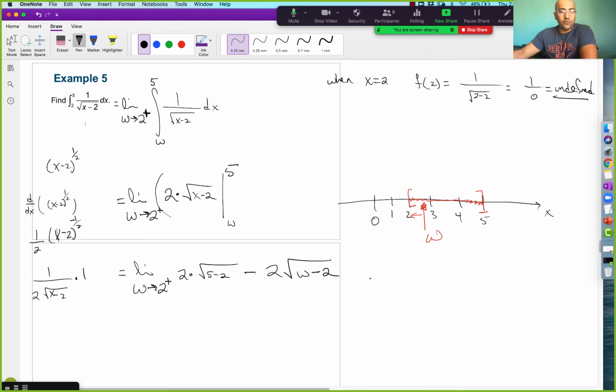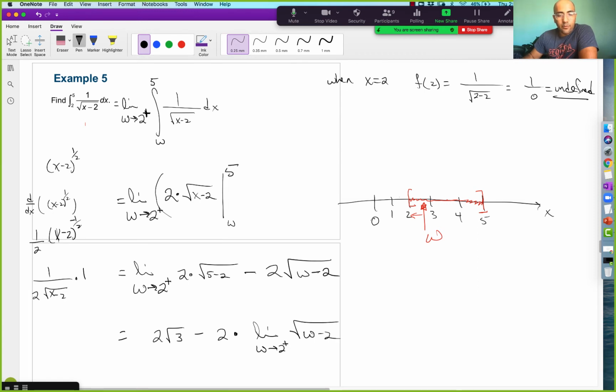So we end up with 2 square root of 3. That's not affected by w, right? There's no w variable in there at all. So that's just going to be 2 root 3 minus 2 times the limit as w approaches 2 from the right-hand side of the square root of w minus 2.